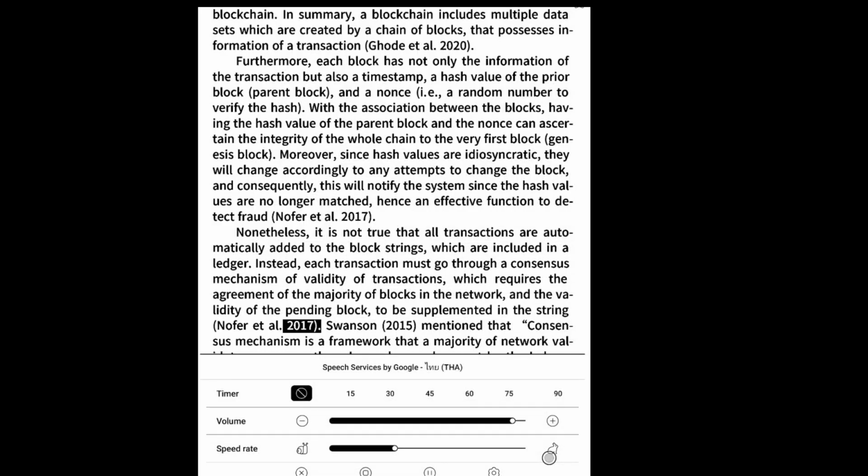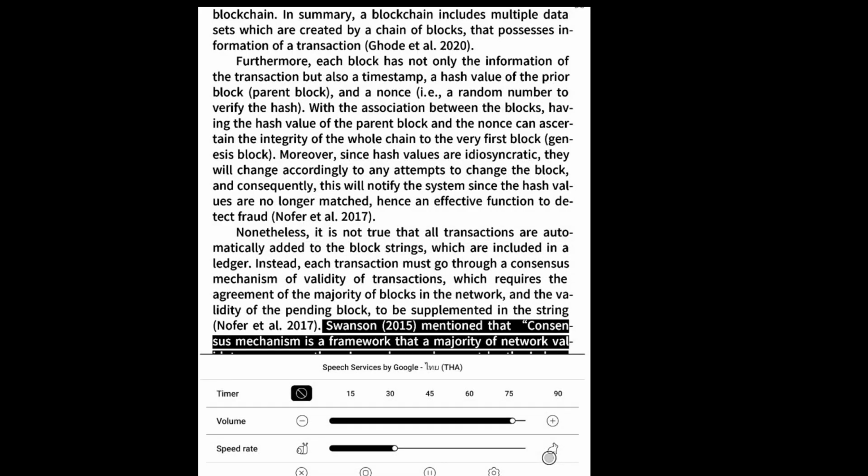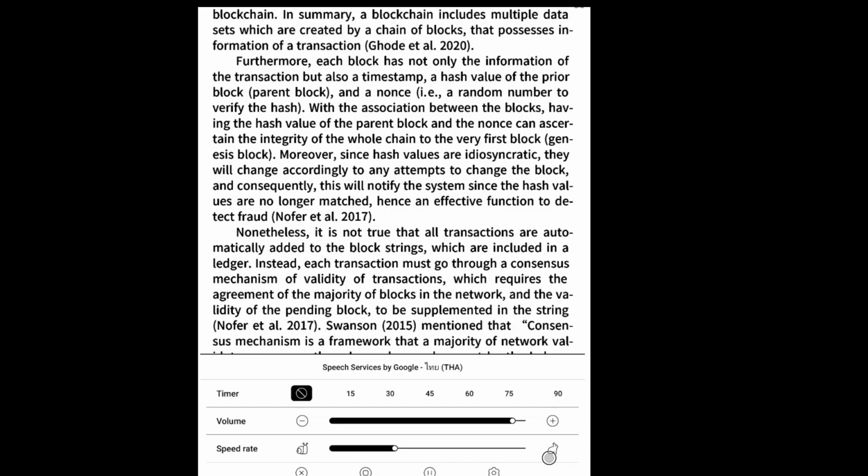(Nofer et al., 2017). Swanson (2015) mentioned that the consensus mechanism is a framework in which a majority of network validators agree on the rules and procedures set by the ledger, which enables archiving a coherent set of facts between participating blocks in the network. It means that instead of being added directly to the chain, this process warrants that the transaction is fully stored in a block for a certain time before being transferred to the ledger.